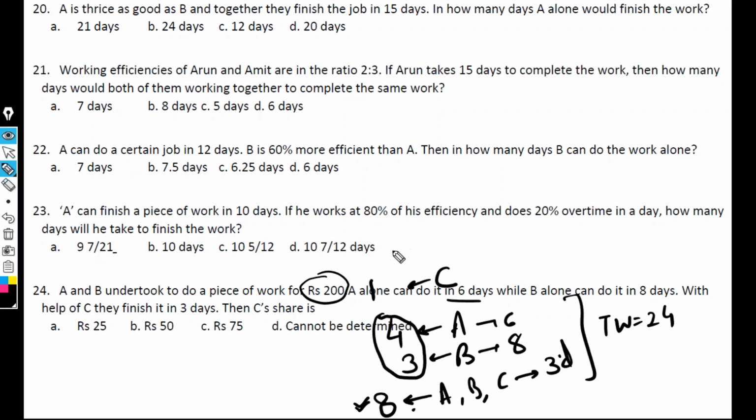If C has done 1 unit of work, then the wages will be divided among A, B, C in the ratio of work done. A has done 4 units, B has done 3 units, C has done 1 unit. So the share of C will be 1 by 8 of 200, which comes out to be rupees 25. Is it clear, Shivani?